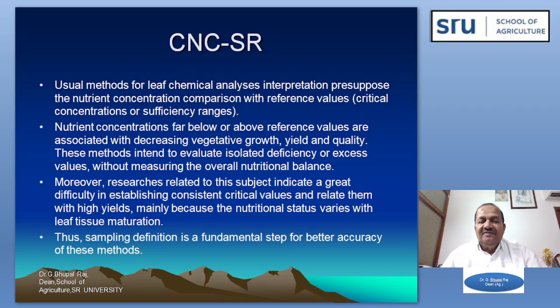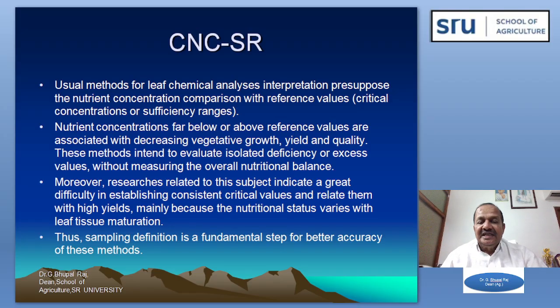The usual methods for leaf chemical analysis interpretation depend upon nutrient concentration comparison with the reference values, just as I told you, the critical nutrient concentration or sufficiency ranges. Below the reference value, it is diagnosed as deficient. Nutrient concentrations far below or above the reference values are associated with decreasing vegetative growth, yield and quality. So not only below the reference levels does it show deficiency, far above the reference levels it also shows toxicity.